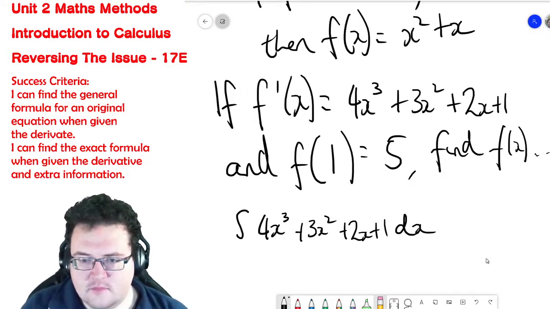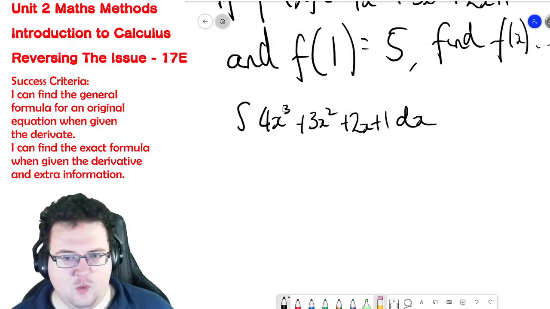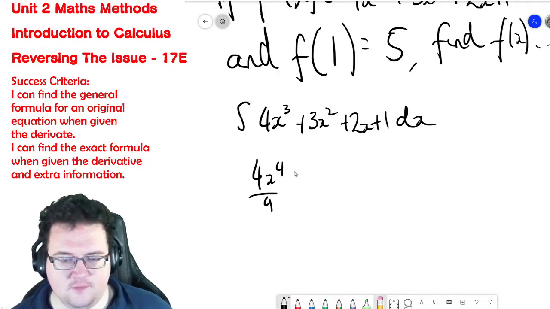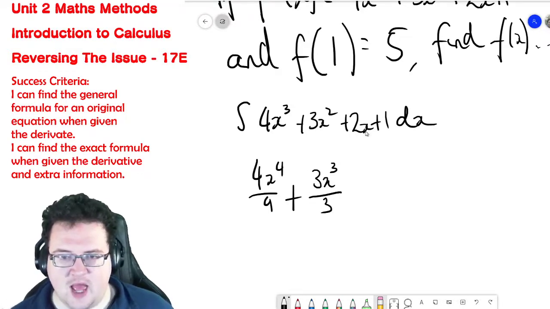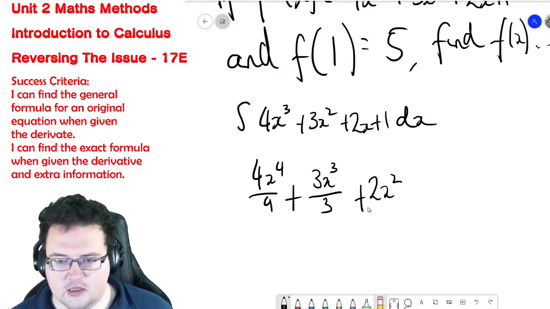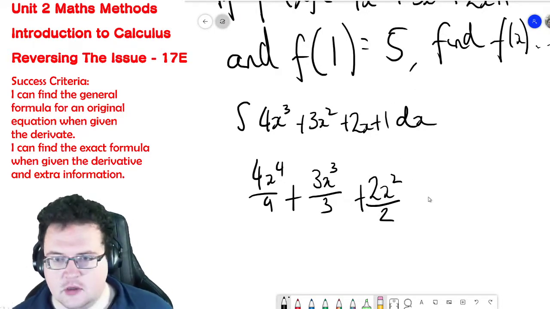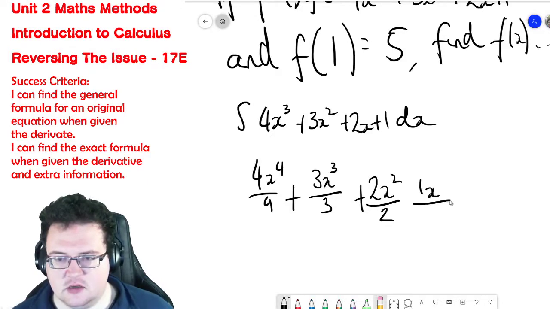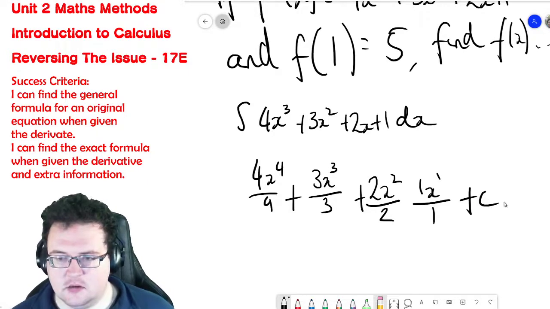So add 1 to the power. Here we add 1 to the power, divide by the new power. So that's 4x to the 4 divided by 4. Add 1 to the power, divide by the new power. So that's 3x to the 3 over 3. Add 1 to the power, so that's a 1 there, so we're going to make that a 2. Divide by the new power. This is x to the 0, so we're going to make it x to the 1. And then divide by the power. So that's going to be 1x to the 1 over 1. And then because dx, plus c.